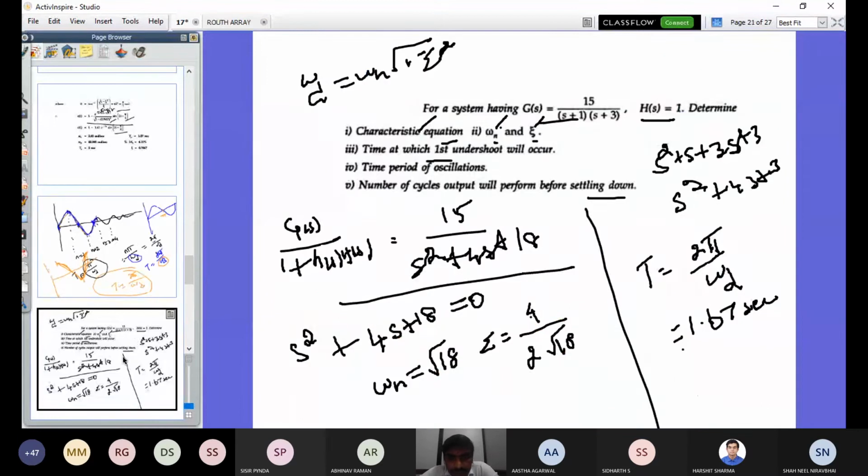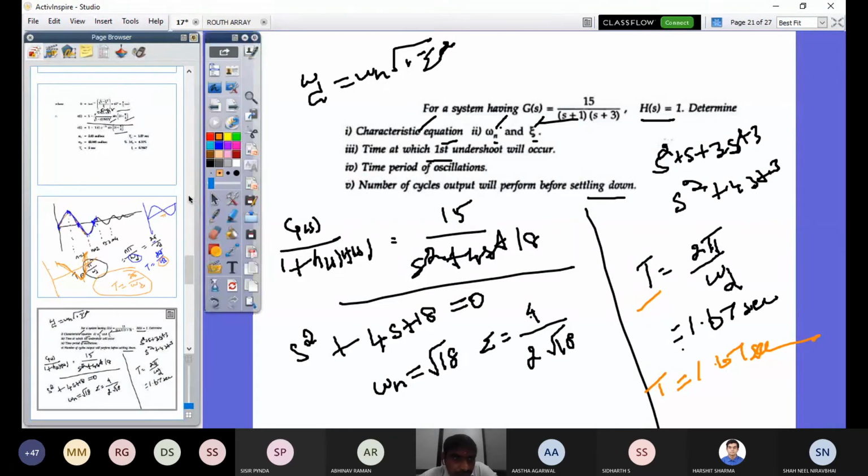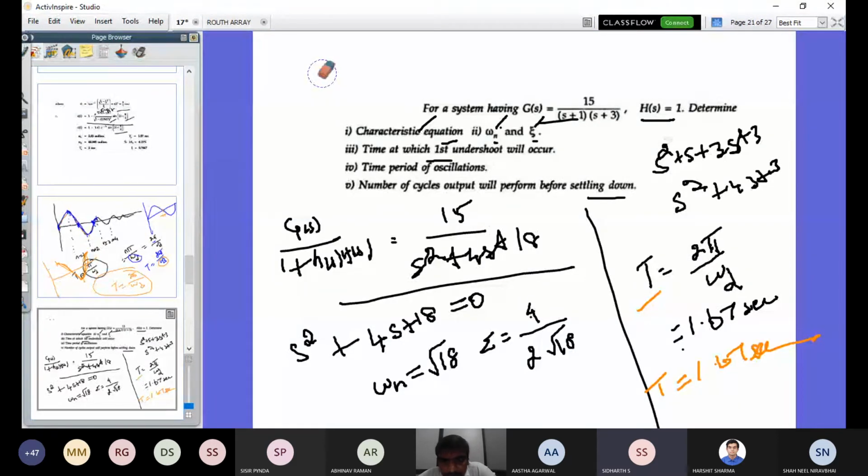So last one. Number of cycles the output will perform before the system settles down. This T as well as the time period of oscillation should be the same, so the time period of oscillation is also 1.67 seconds. Last one, number of cycles the output will perform before the system settles down. How to determine? TS by TP. What is TP? Peak time.